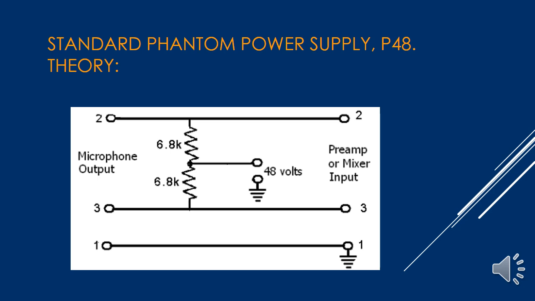Standard phantom power looks like this. You have the 48 volts power supply, you have the two resistors, and you have the wire 2 and the wire 3 of the XLR cable. That is standard power.